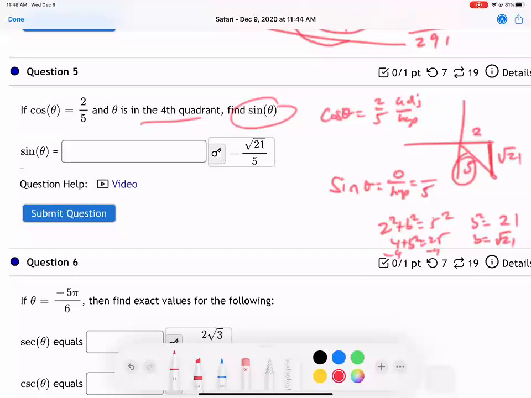Now, also in quadrant 4, since this is going down, the square root of 21 is negative. So I'm looking at sine. Sine is opposite, which is negative square root of 21 over 5. And that's how they got that answer.